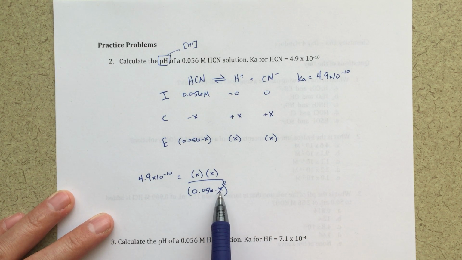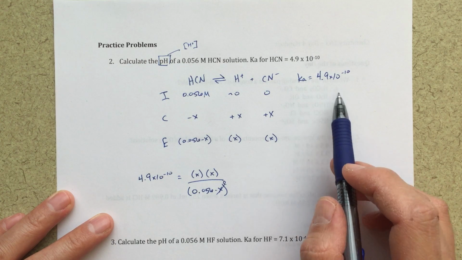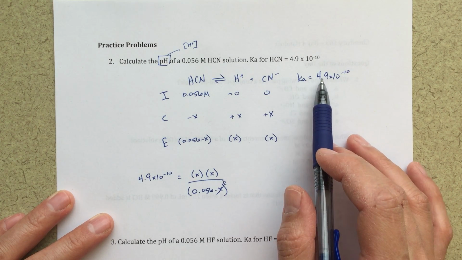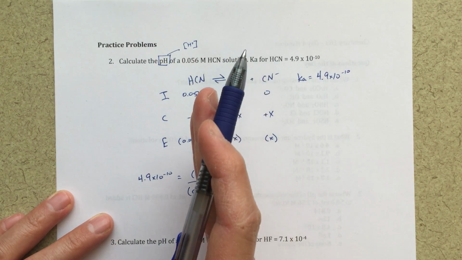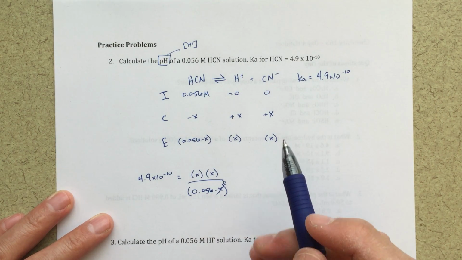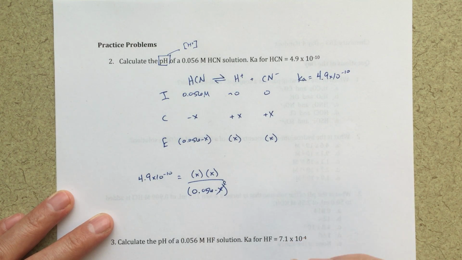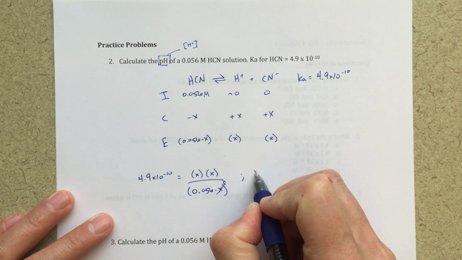I know that this x value should be really, really small, because this Ka value is so small. That suggests this reaction is not going to go very far to the right. There'll be very few products. So this x value is probably going to be really, really small, and that makes the minus x term on that 0.056 probably negligible. If I do that, it becomes really easy for us to solve for x.